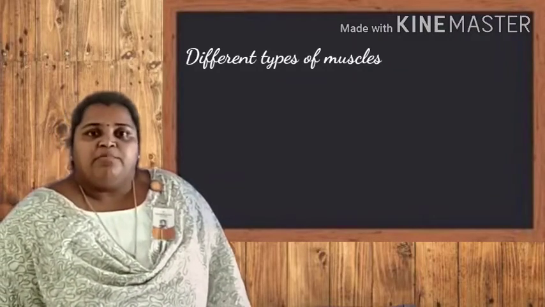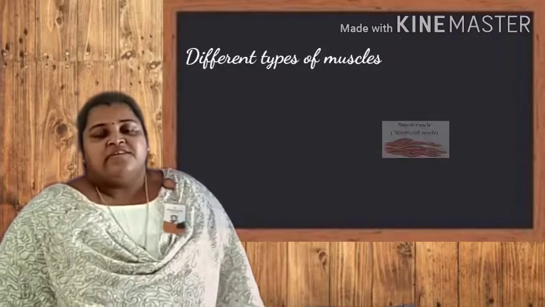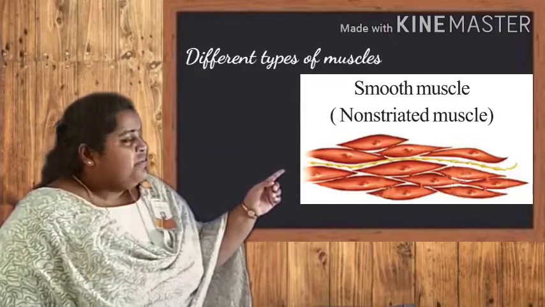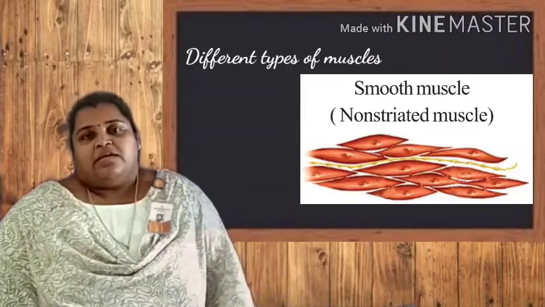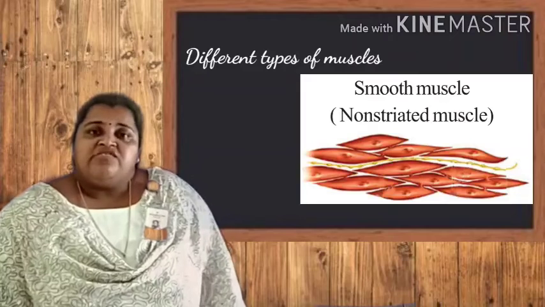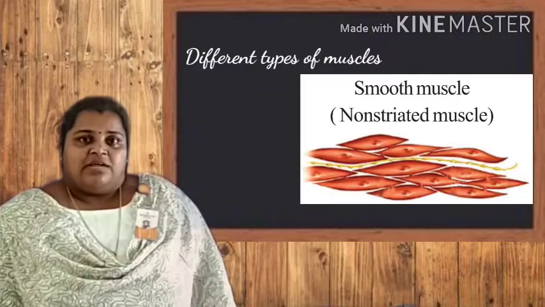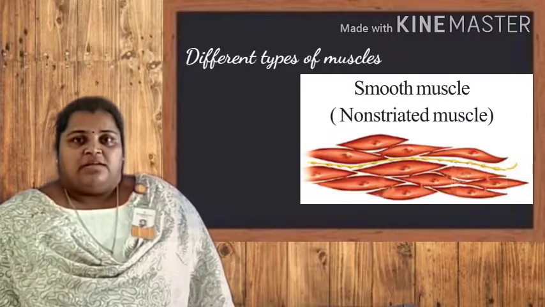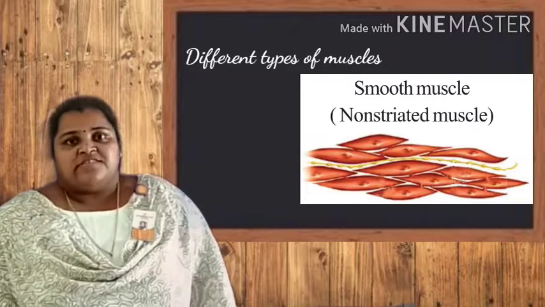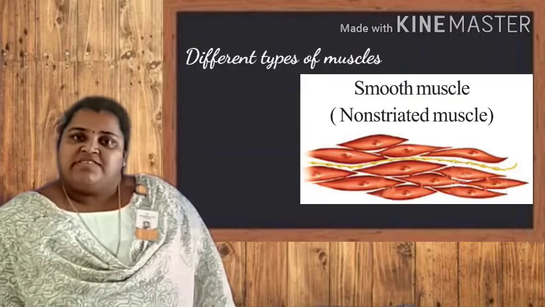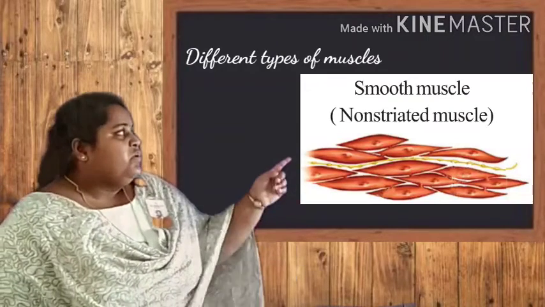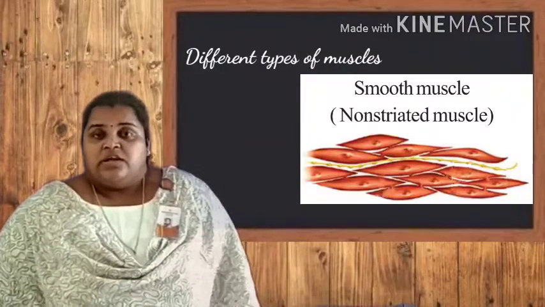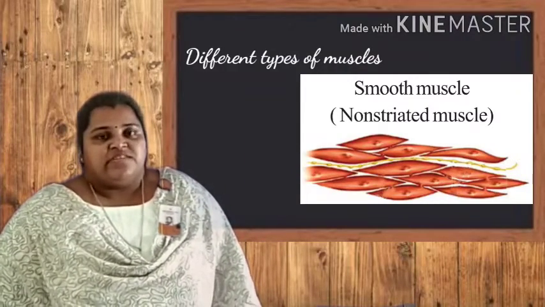The second type of muscle is known as smooth muscle. They are spindle-shaped cells. It is also known as non-striated muscle because they have no striations.